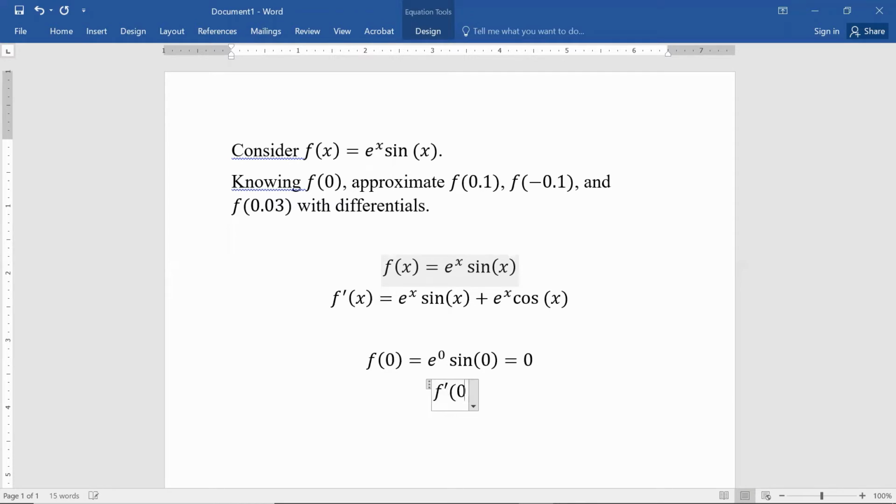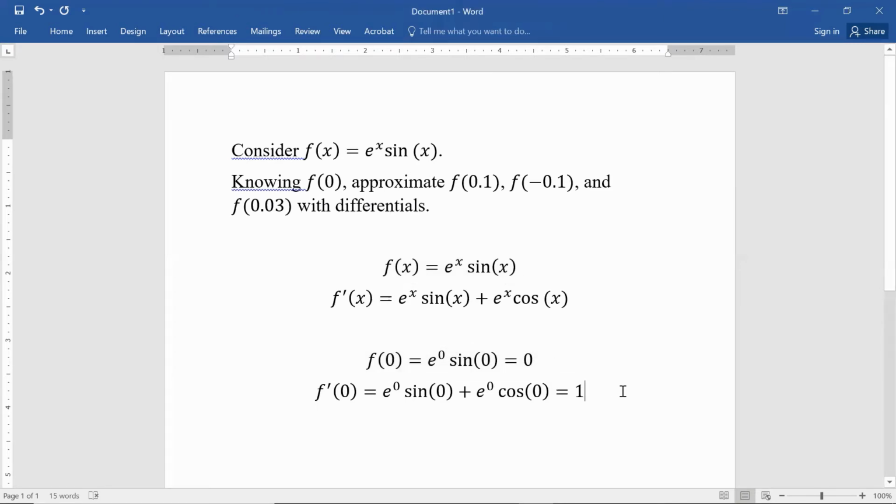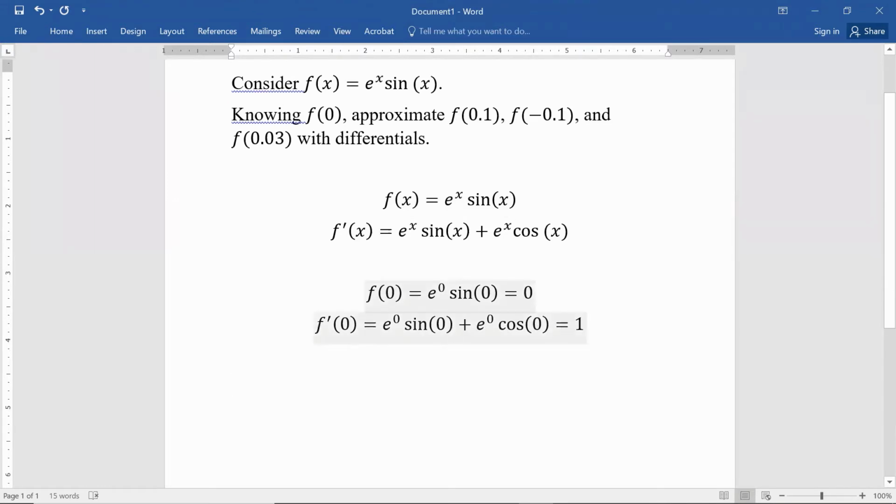The derivative of f at 0 is going to be e to the 0 sine 0 plus e to the 0 times cosine of 0. The derivative is actually 1 when you multiply that out. So that is the function's value and the function's derivative value. Now we can approximate the function values which we are given.